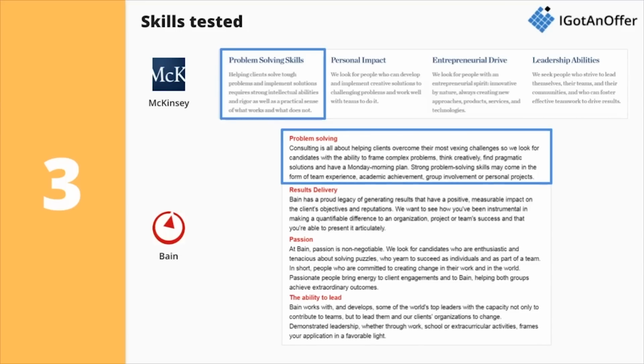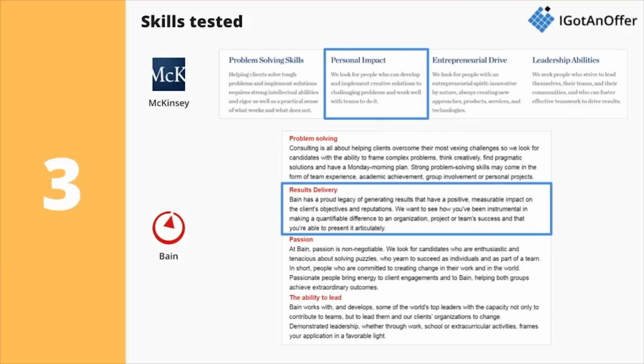For example, McKinsey and Bain both talk about problem-solving skills. And what they mean by that is that you need to have shown strong intellectual abilities at university and/or work. Secondly, McKinsey talks about looking for personal impact, while Bain talks about looking for results delivery.